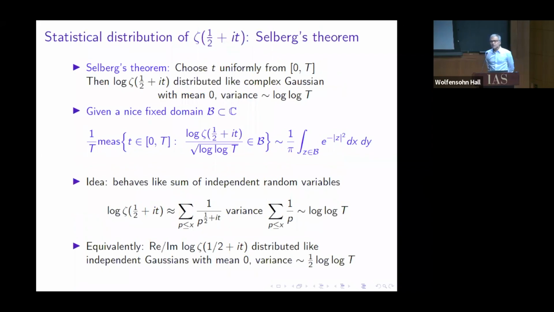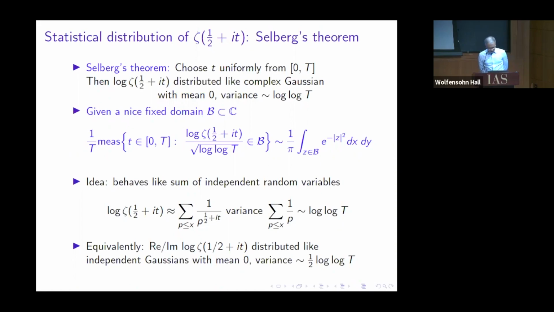Something different happens if we go to the half line. If you take the Euler product, in this case, 1 minus X_p over root p, it no longer converges almost surely. And in fact, you should expect it to diverge almost surely. Instead, what we have is a unique distribution that they all tend to: a Gaussian. And this is a beautiful theorem of Selberg from the 40s. Selberg showed that if you take log of zeta of 1/2 + it, it has a distribution like a complex Gaussian with mean 0 and variance log log t.